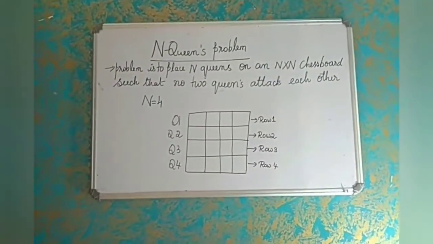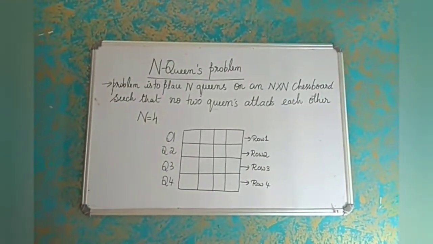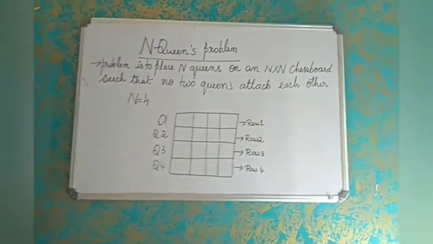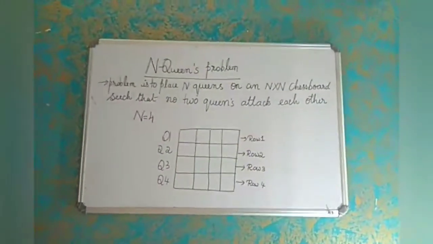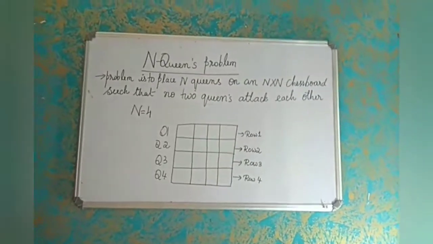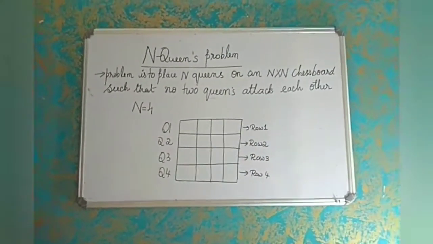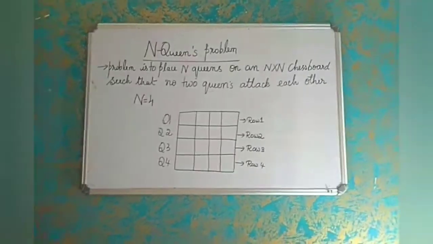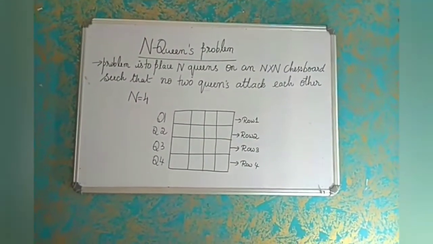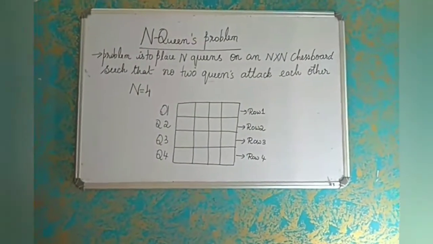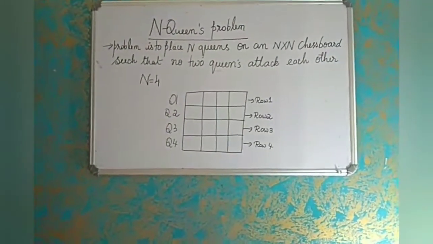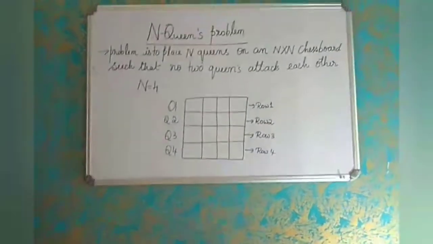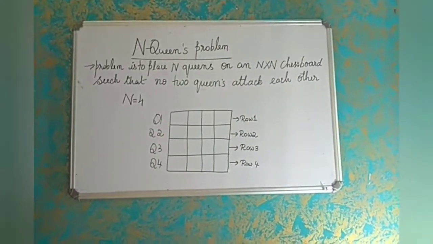The other two conditions are that queens should not be in the same column, and should not be in the same diagonal. Those two will be taken care of when we draw the state space tree for this n queens problem. But you have to make this assumption before drawing the state space tree, that no two queens should come in the same row. That is why let us consider q1 must be placed in row 1, q2 in row 2, q3 in row 3 and q4 in row 4.